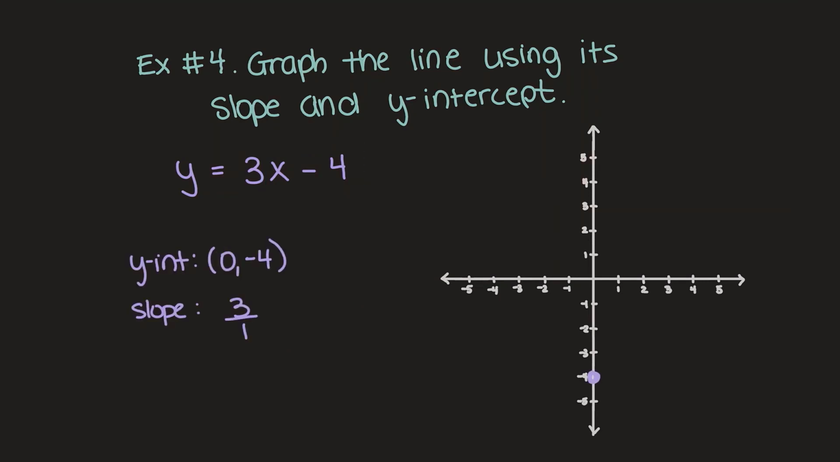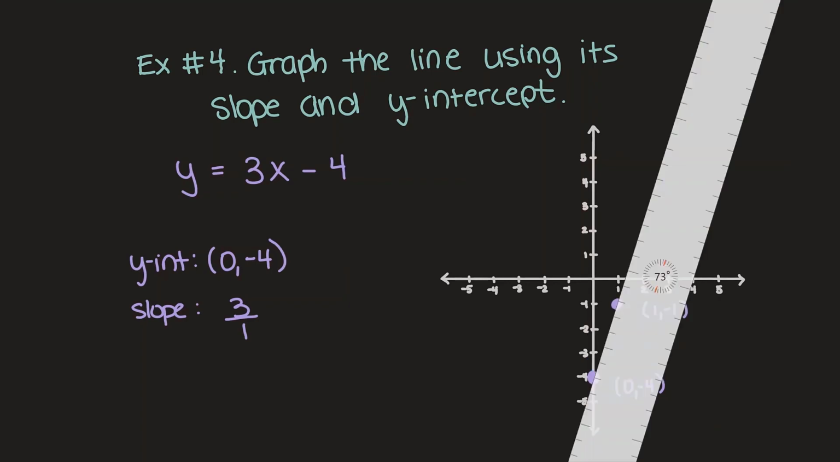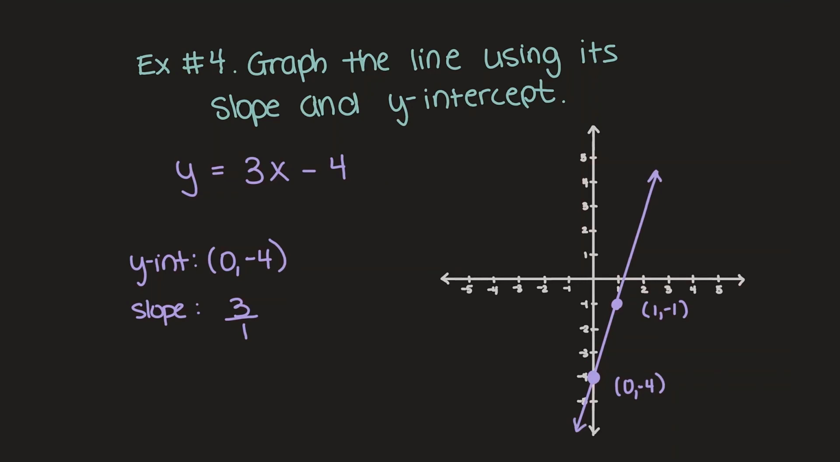So we start with plotting the y-intercept at (0, negative 4). And using our slope, the rise is 3 and the run is 1. So from our point, we go up 3 units and then move to the right 1 unit. And this is where the next point will be located. And now we just draw a line through these points. And this is the graph of the equation.